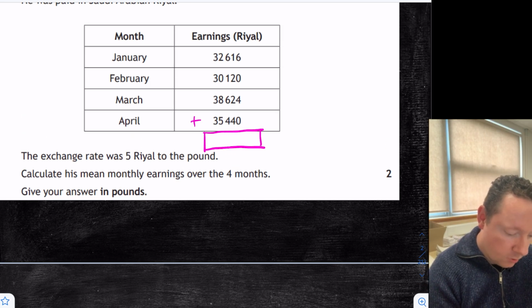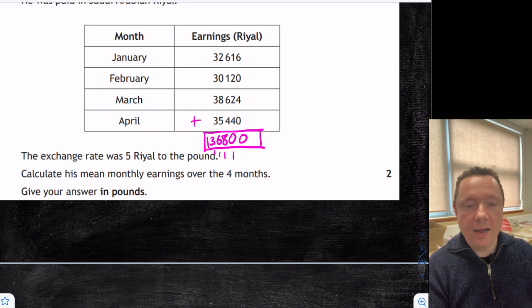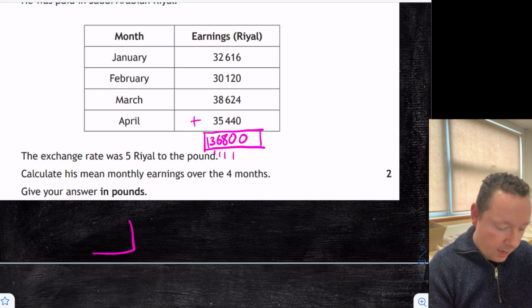So we've got 6 plus 4 is 10, carry 1. We've got 1, 2, 3, 4, 5, 6, 7, 8, 9, 10 again, carry 1. We've got 6, 7, 17, 18, carry 1. We've got 10, 15, 16, carry 1. And we've got 3, 6, 9, 12, 13. So we get 136,800. If we add them up, we need to divide that by 4.